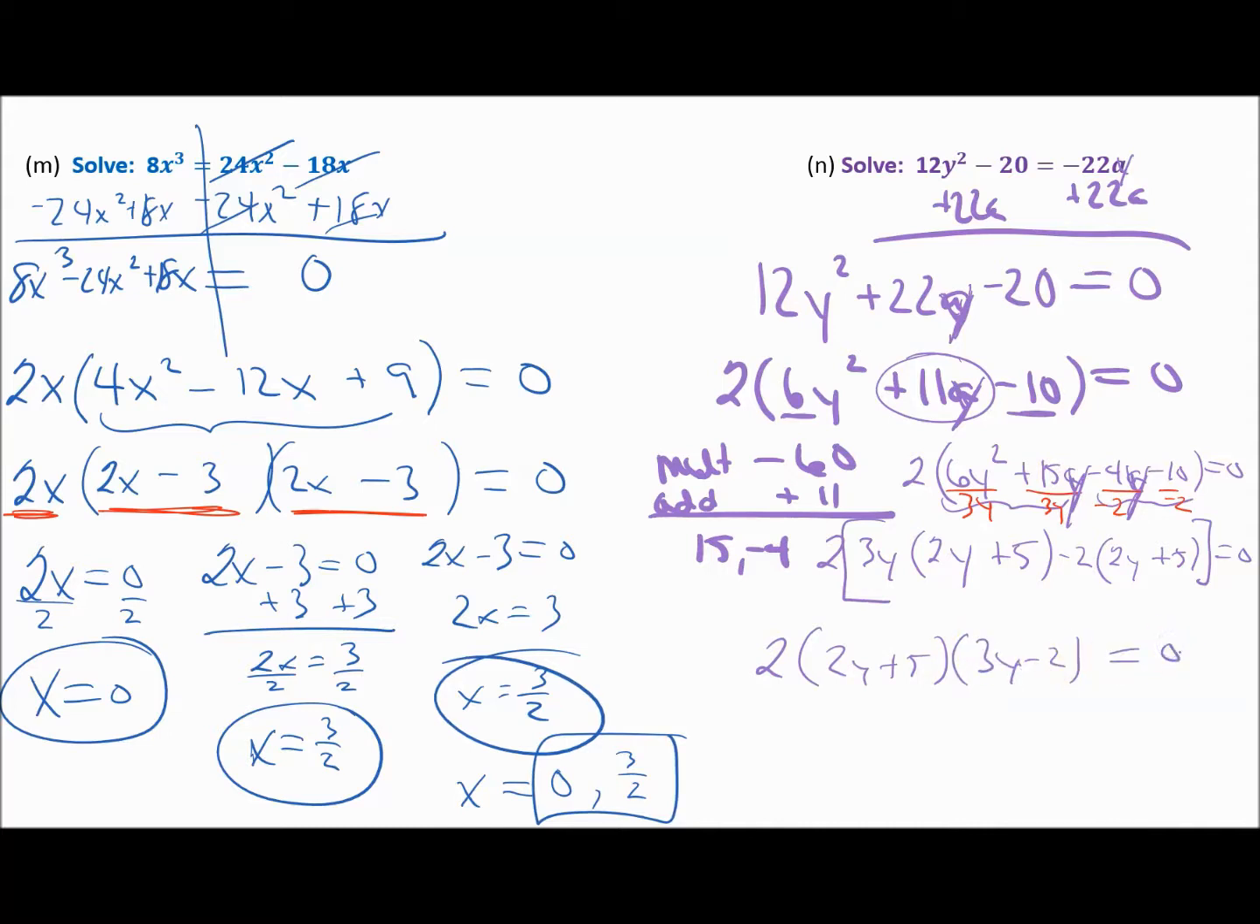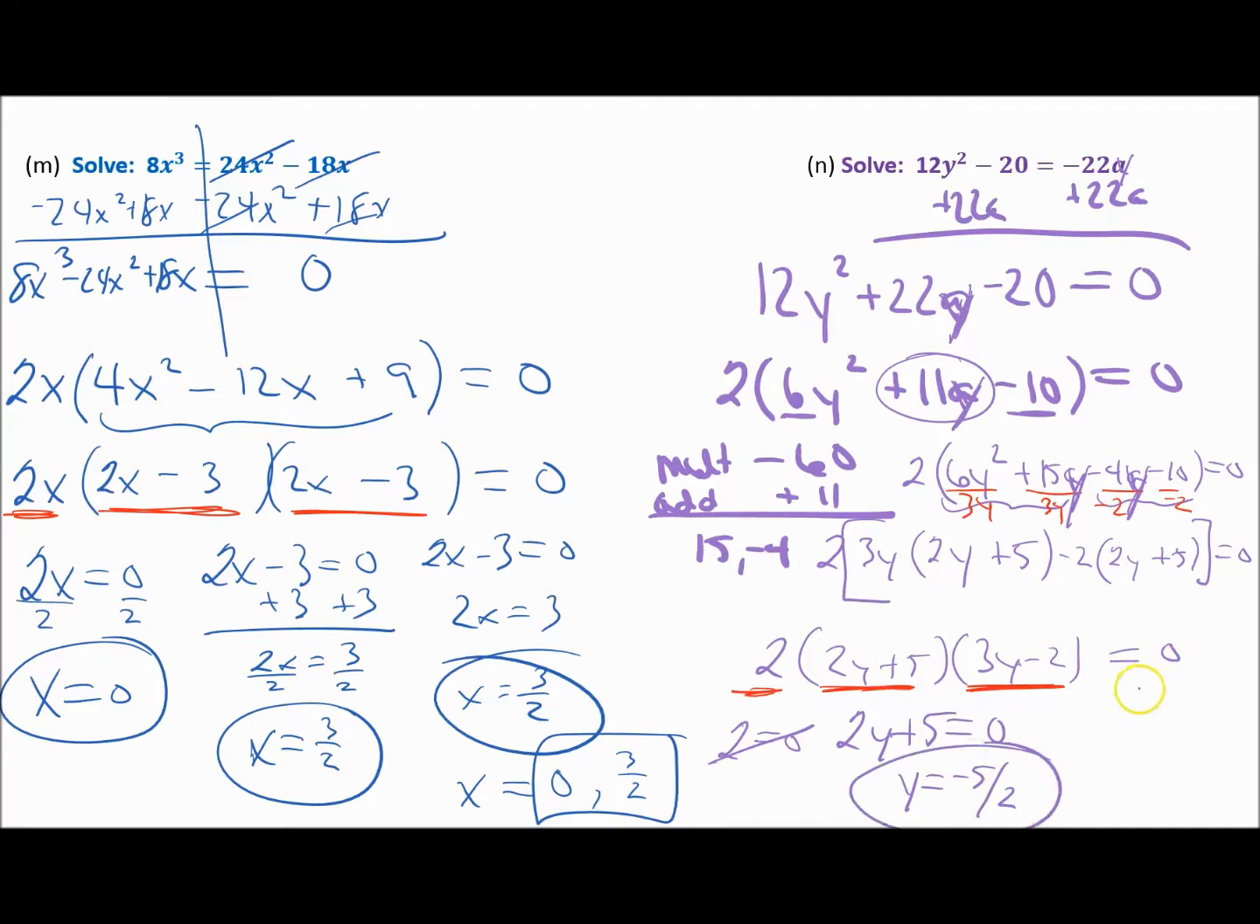Now what do I do? It's just to set each factor, and I have 3 factors, separately equal to 0. And the fact is, 2 equal to 0 doesn't make any sense. There's no variable there, so that does not give you a solution. But 2y plus 5 equals 0. If I subtract the 5 and divide by 2, that gives you y is negative 5 halves.